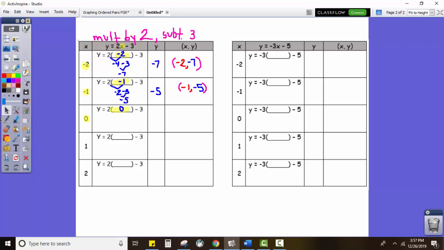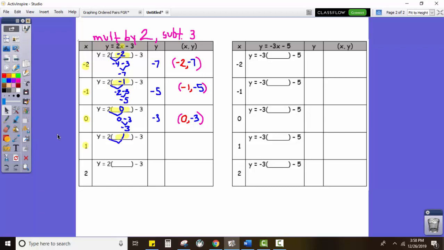Okay, plug in 0 for x. So first multiply it by 2. 2 times 0 is 0. Bring down the subtract 3, that's the second step. 0 minus 3 is -3. And record that for your y value. For our ordered pair, we plugged in 0, we got out -3. So 0, comma, -3.